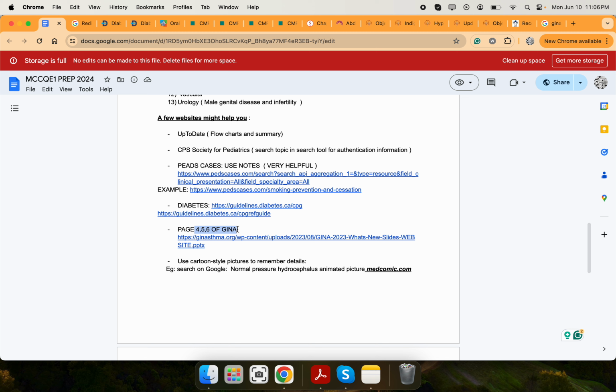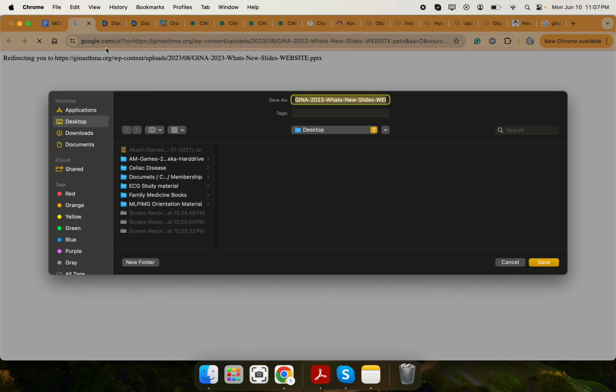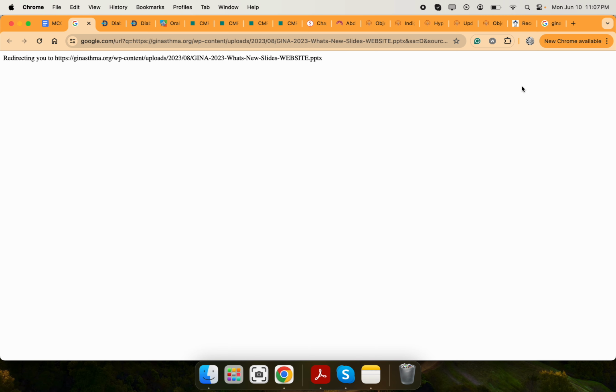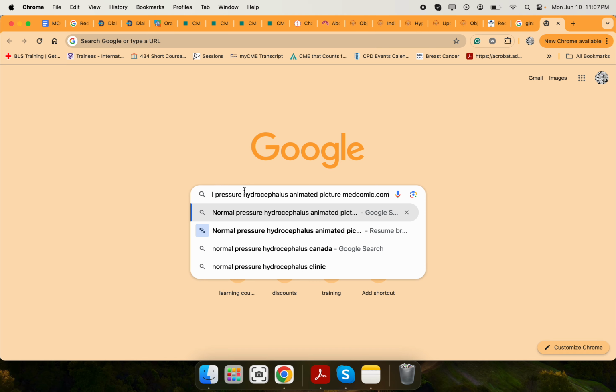One tip which was very helpful, maybe you guys like it or not, it's optional: cartoon style pictures. What I mean by that is, cartoon style pictures always stick in your mind. I'm going to give you an example of what a cartoon style picture is: normal pressure hydrocephalus. If you know what it is, that's absolutely amazing. But if you don't know it, I'm going to show you what it looks like.